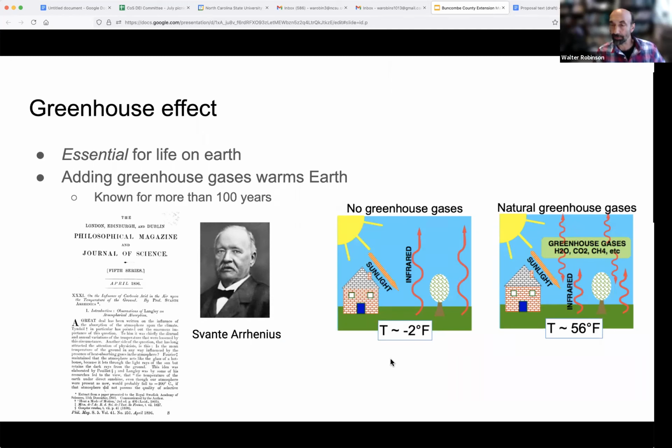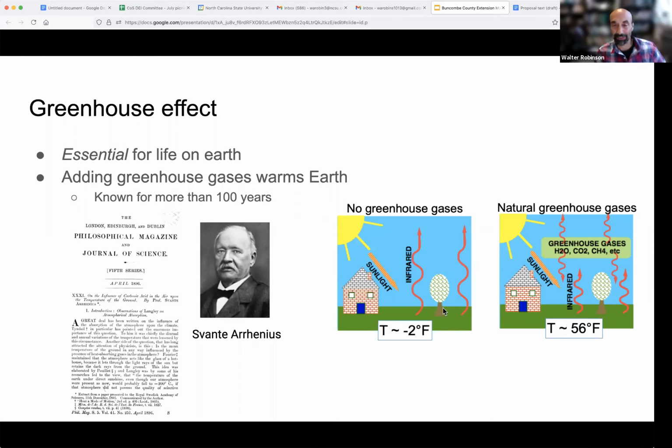It would be too cold to support life. If you take the natural greenhouse gases, and natural, of course, has varied over Earth history, but we could say recent natural, like 1800 or something, composition of the atmosphere, natural greenhouse gases trap this infrared radiation, send it back to the surface, create a nice greenhouse effect, and warm the average temperature of the Earth to something around 56 degrees Fahrenheit, which is pretty pleasant and sustains life. So without the greenhouse effect, we wouldn't be here, and Earth would not be.